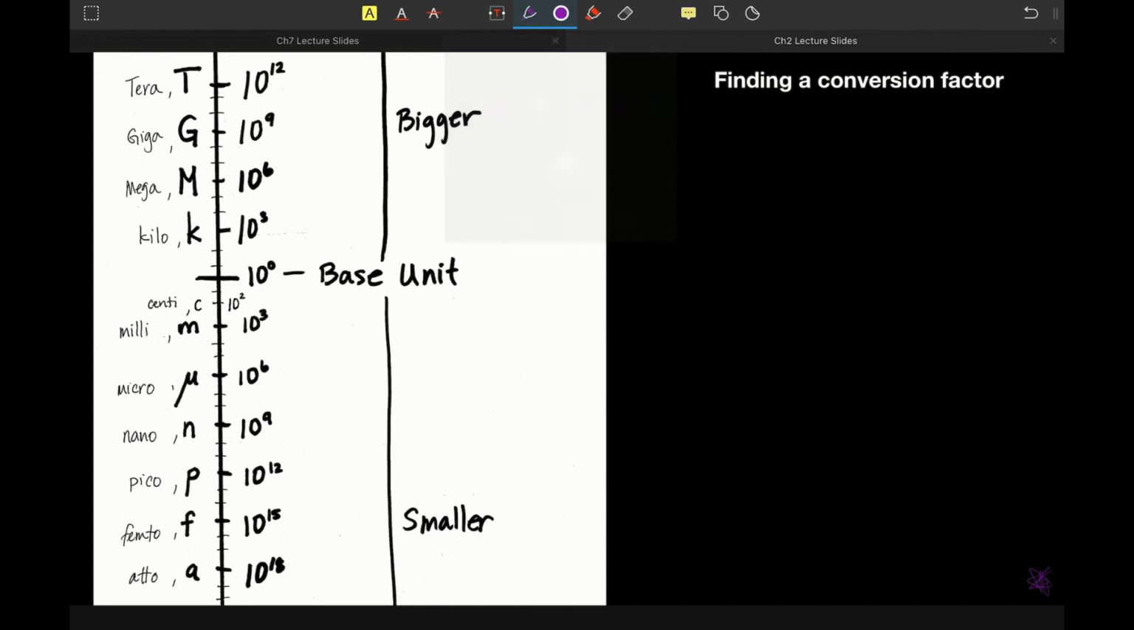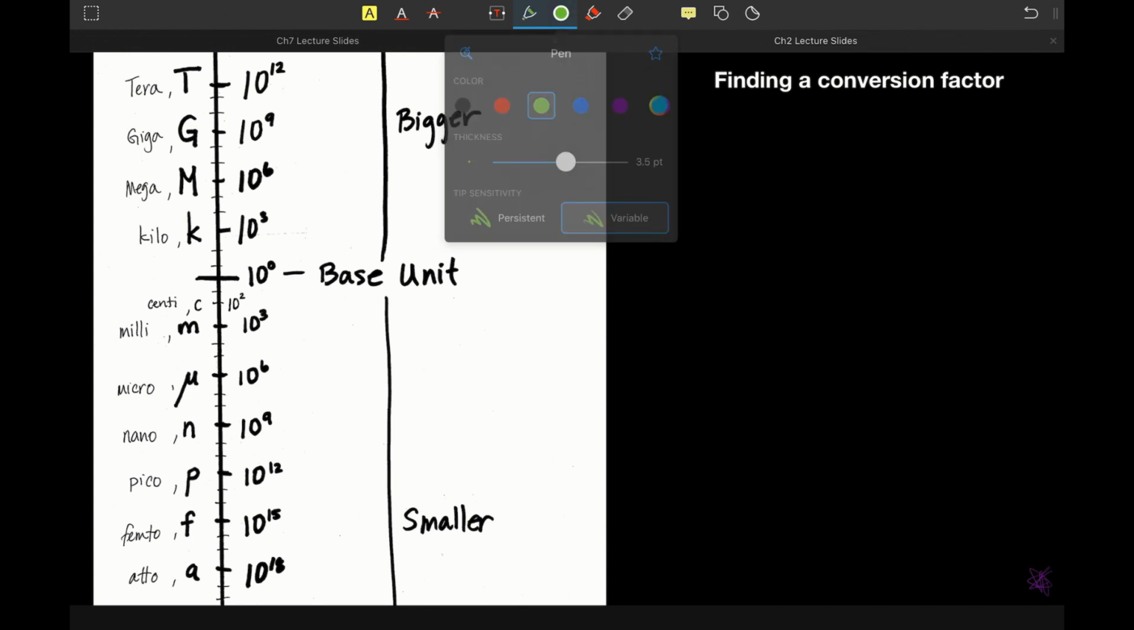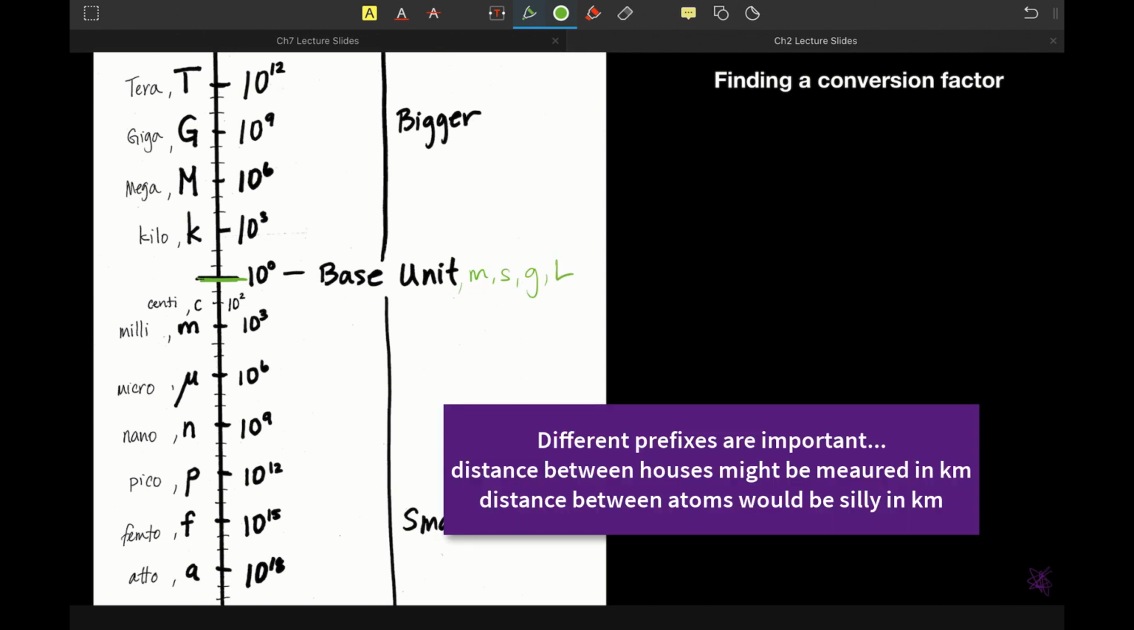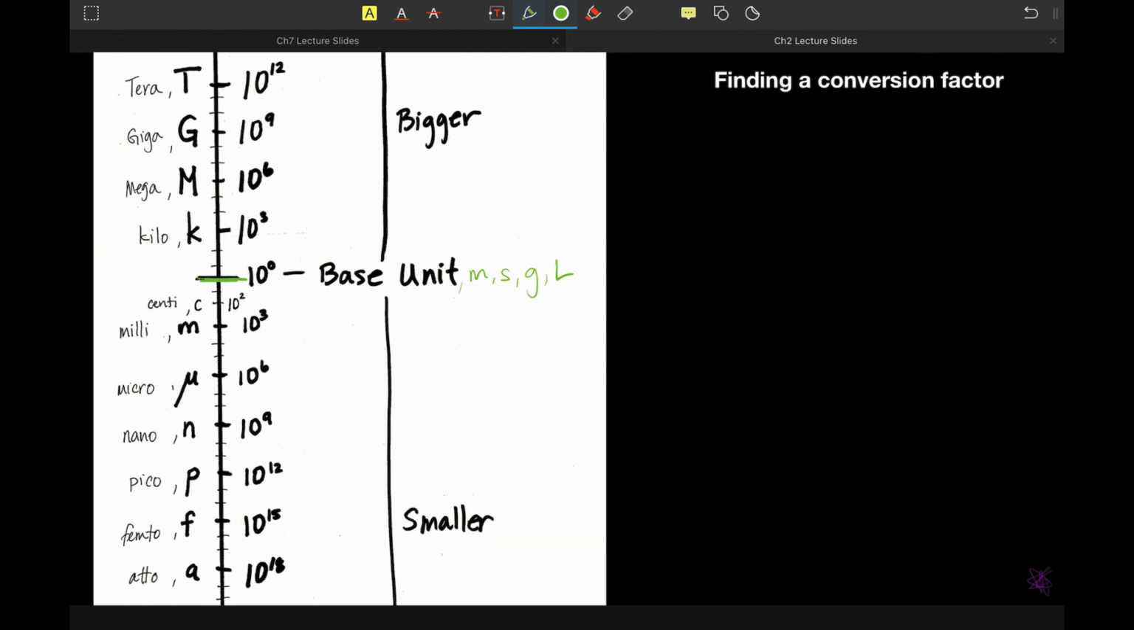Okay, so if we take a look at this table, right, we will see that it's organized by base unit right here. And base unit is any SI unit that doesn't have a prefix on it, right? So this could be like meter, it could be like seconds, it could be grams, it could be, I don't know, liters, for example. It could be any of those, right? And these are all the different prefixes that we could attach to it, okay? So, and base unit has an exponent of 0.